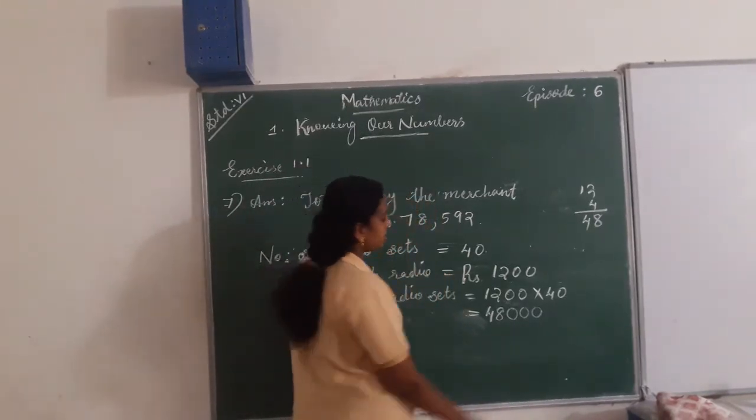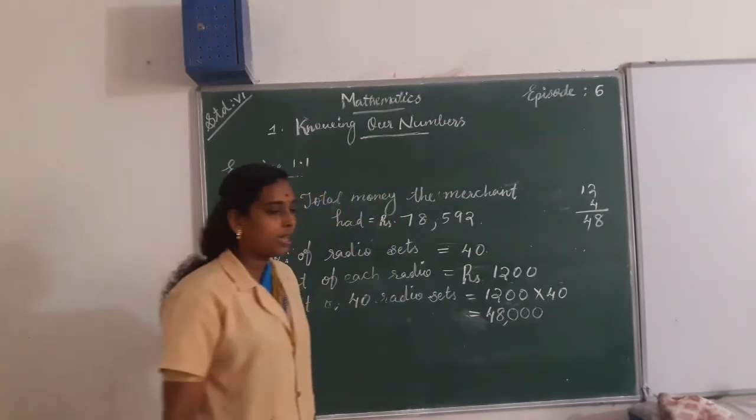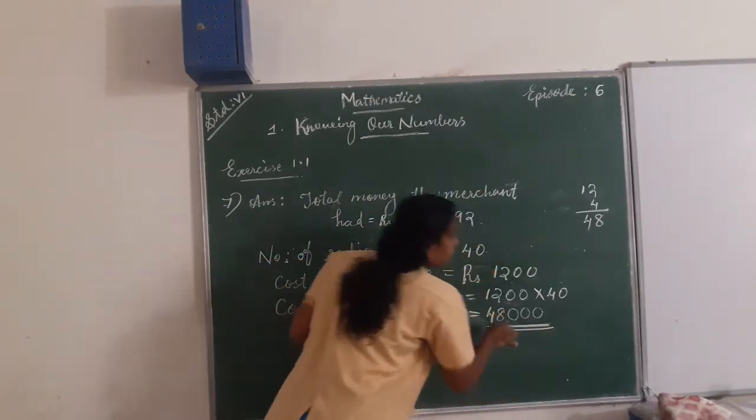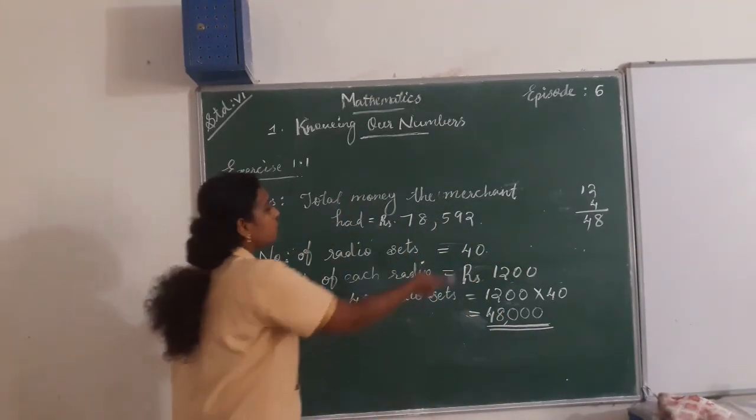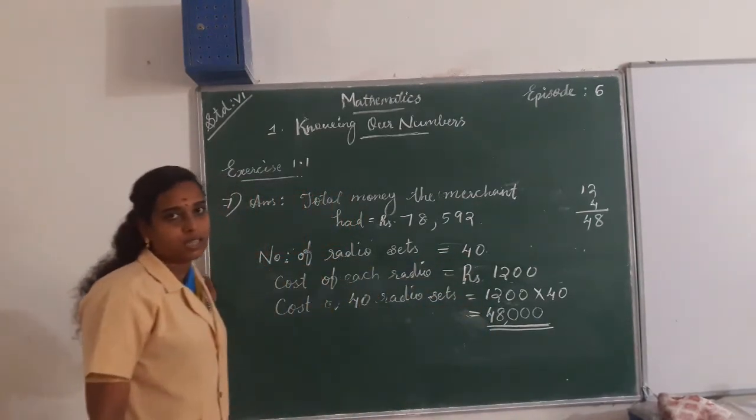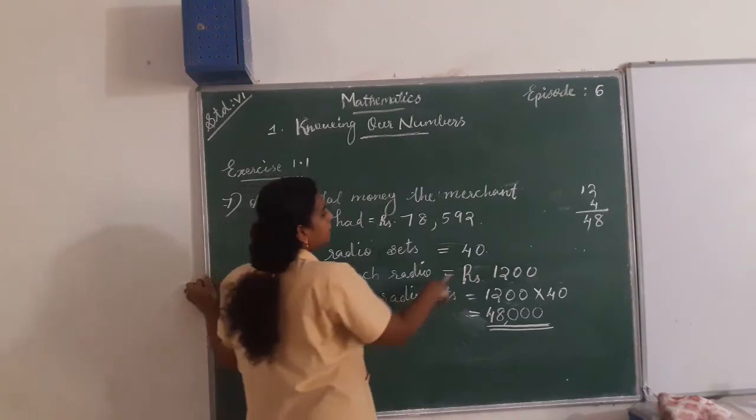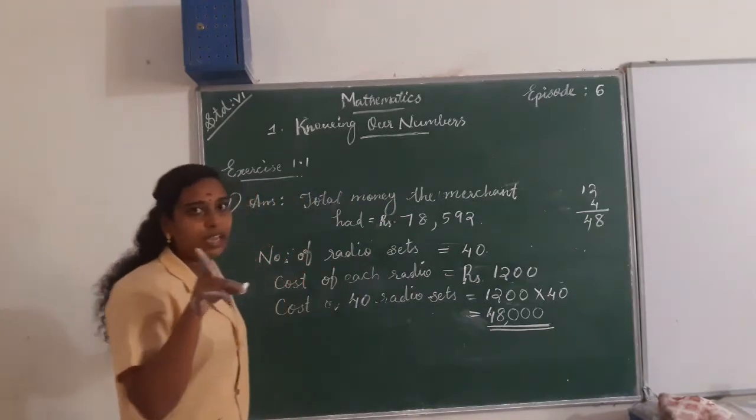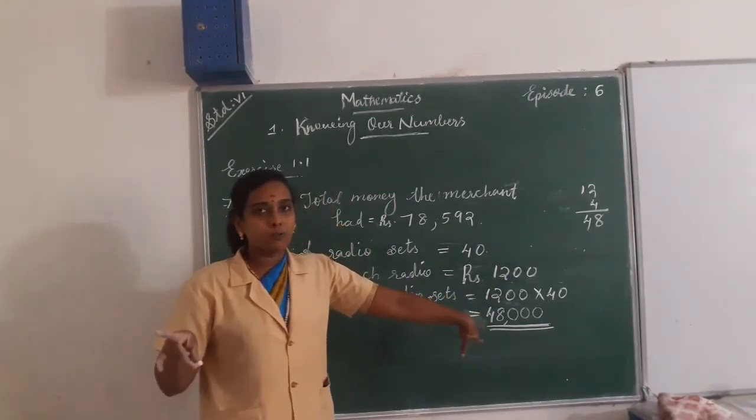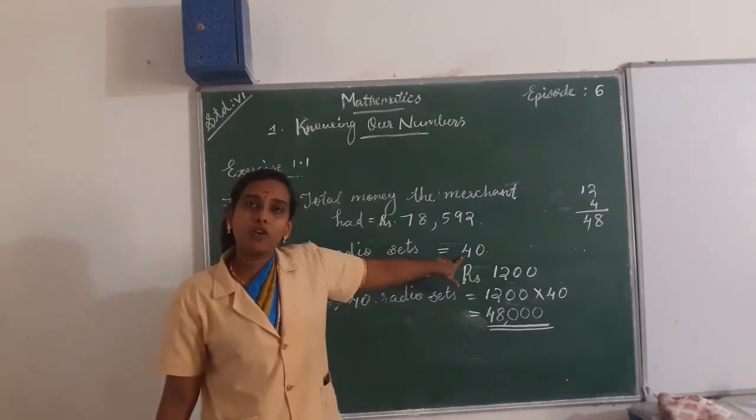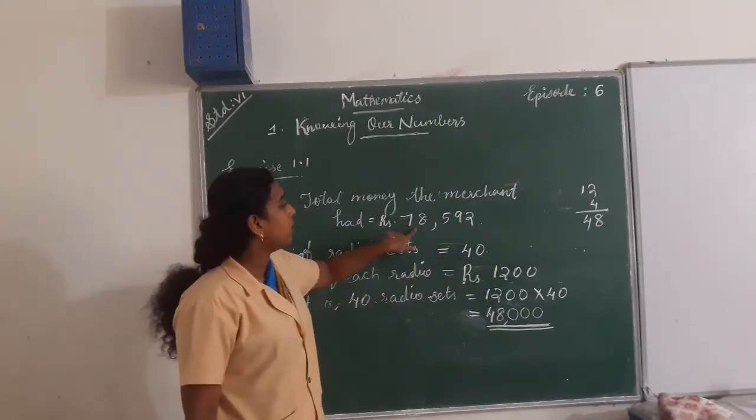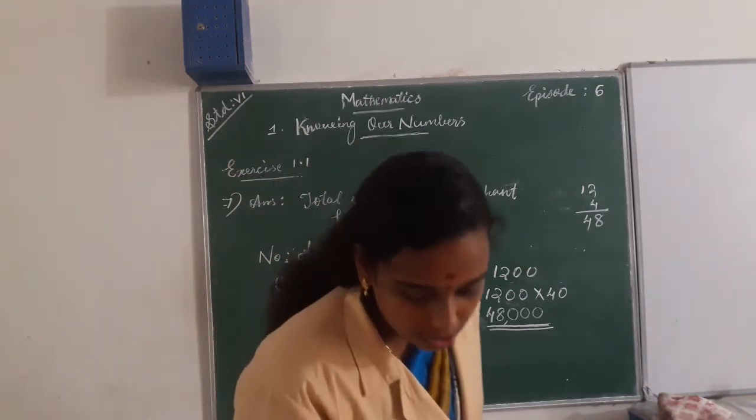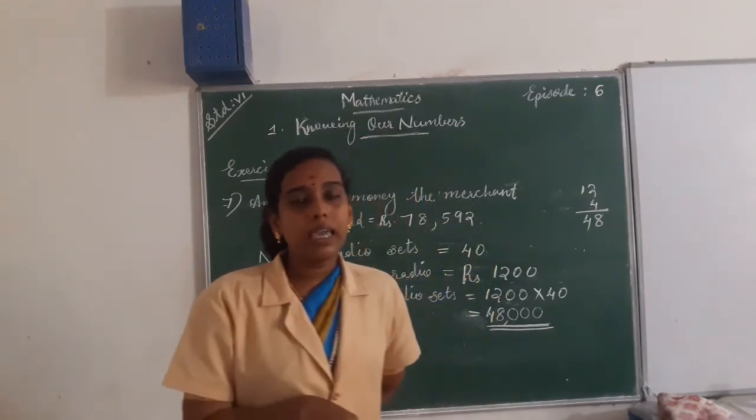How can we read this answer? Here we put the comma and we calculate it: 48,000. So the cost of 40 radios is 48,000. And the merchant purchased 40 radios, so she spent 48,000 rupees, and she had only 78,592 rupees. In the question, we want to find the remaining money with her.